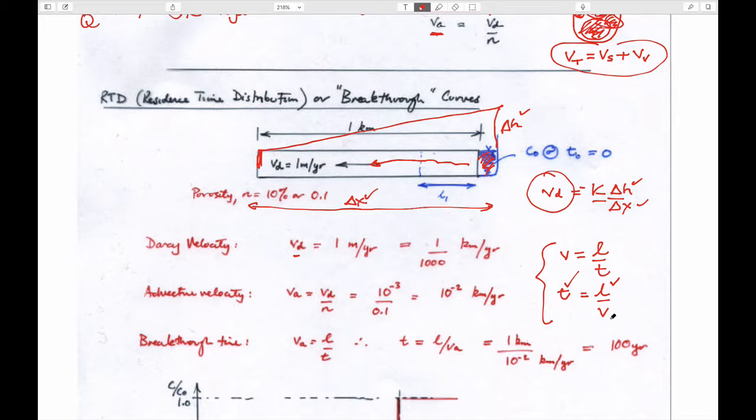You know it has to travel a kilometer. You know the velocity at which it moves downstream. This velocity has to be the advective velocity, the velocity at which particles are moving. And if you don't do that, you'd be off by a factor of 10.